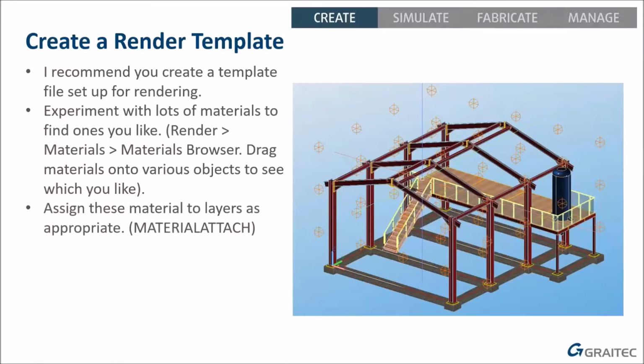Once you've found the right textures or materials you like, you can use the material attach command to assign those materials to layers. So you don't have to go around assigning the concrete texture to every piece of concrete. All you need to do is use that material attach command, and you say the layer for concrete slabs, I'll use this texture. The layer for concrete walls, I'll use that texture. The layer for glass, I'll use that. The layer for railings, I'll use that, and so on, assigning your favorite texture to each layer according to the object type.